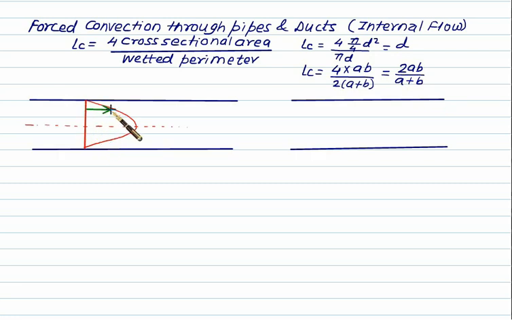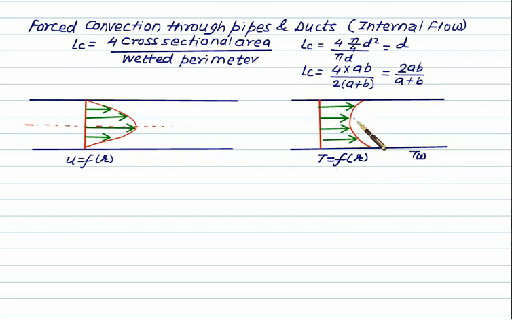The velocity distribution in the case of a pipe is parabolic. We have maximum velocity at the center, and at the wall the velocity is equal to 0. Here velocity u is strictly a function of radius r. The temperature distribution is also a parabola, and the temperature at any point is strictly a function of radius only. Here Tw is the temperature of the wall and T is the temperature of the fluid at any radius r.